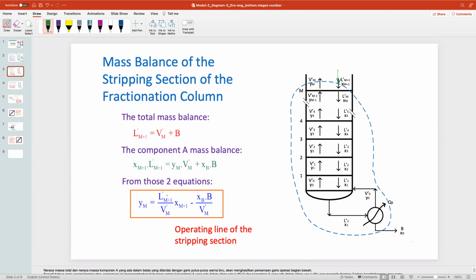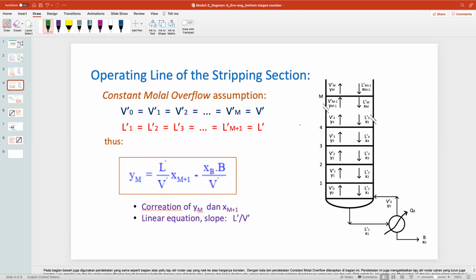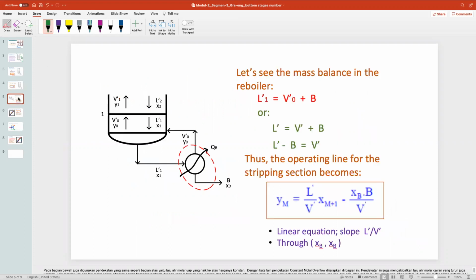After that, L over V is better if we change it to the reflux ratio. But we don't know the reflux ratio now, because the reflux ratio is in the enriching section, the top side. With constant molar overflow, we can also get the correlation between y_M and x_{M+1} here. Sorry, we can't replace L and V that way, because they are different here. Now look at this.